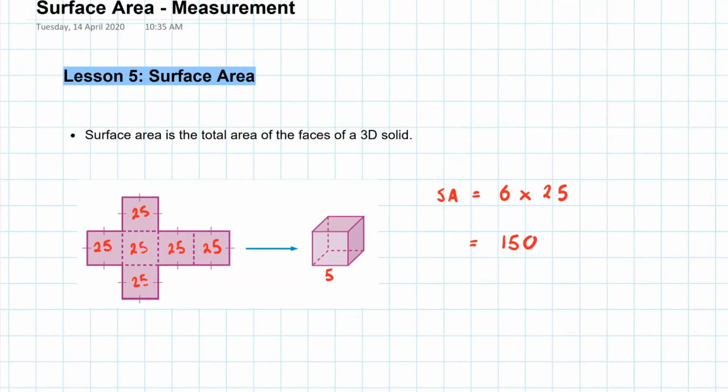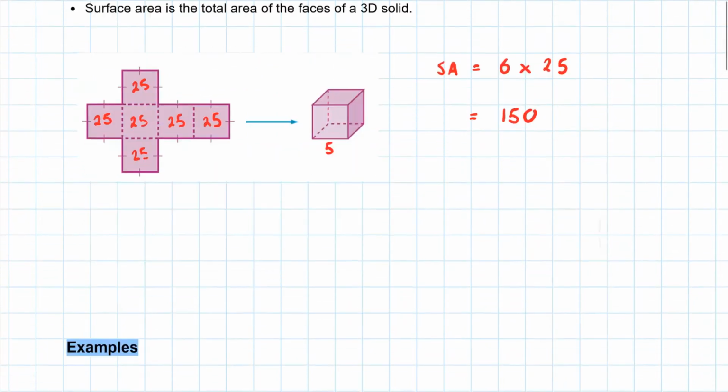It's really handy when you're new to these and you're not very good at visualizing the 3D solid. If you draw out what's called a net, like we've unfolded the cube and we're looking at all the faces, that just makes it easier to see all your faces, so you can find all your areas, plus them all together and get the correct answer.